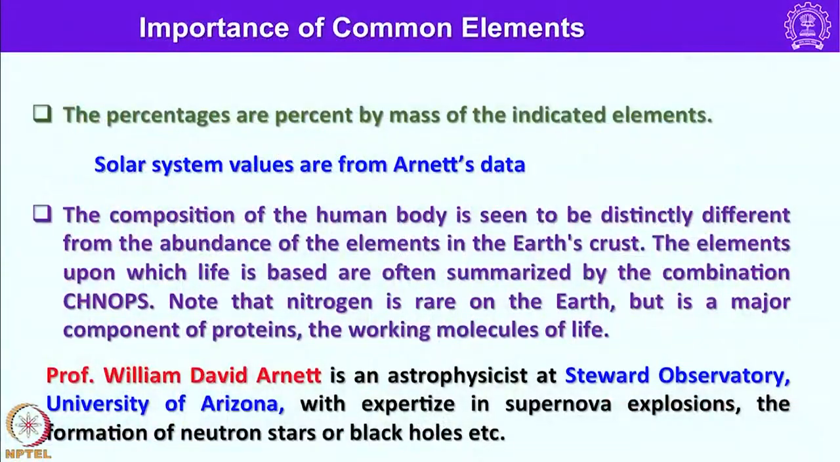So now, after getting some information about the abundance of elements in the Earth's crust and in the universe, let us look into the composition of the human body and which elements are there in the human body in different forms. In fact, it is very interesting: the elements that constitute the body are essentially 6 elements. They are carbon, hydrogen, nitrogen, oxygen, phosphorus and sulfur. These 6 elements constitute the human body. The elements that are found in the Earth's crust and the universe are essentially different from those that compose the human body.